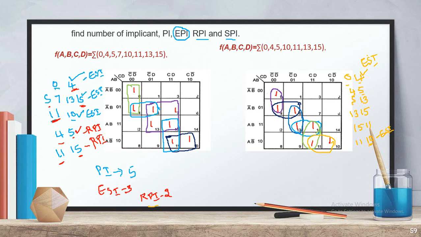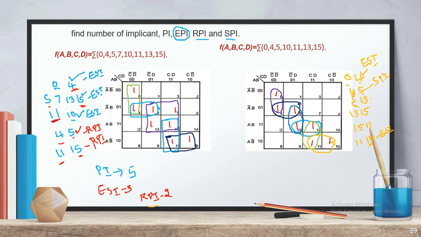If any group contains both these essential cells, then it is called an RPI. But when you go to 4 and 5, 4 is essential, but 5 is not in an essential group. If a group's cells are such that they are contained in another group, not an essential group, then that group is usually called a selective prime implicant, that is, SPI. So 5 is present in one group, but it is not essential. 4 is in an essential group. Such a group is known as SPI.